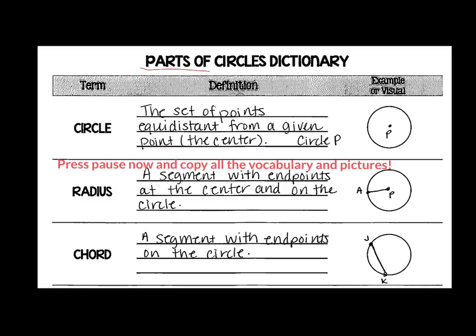Welcome to the Parts of Circles Dictionary. All right, this is going to serve as a good reference tool, and you're going to want to be able to carry these definitions with you throughout this unit because we'll refer back to these words.